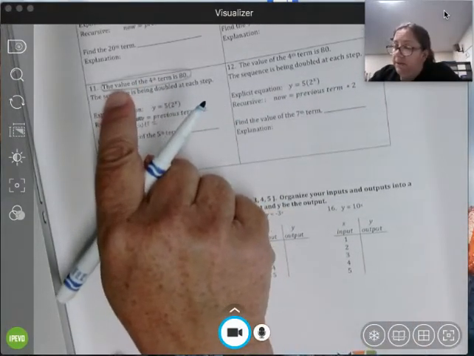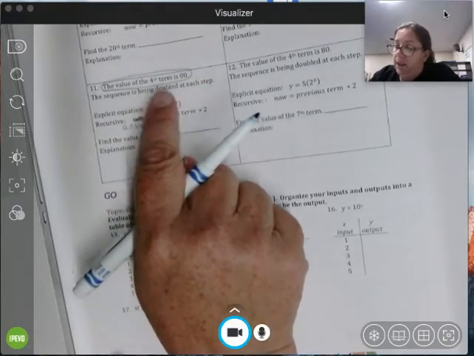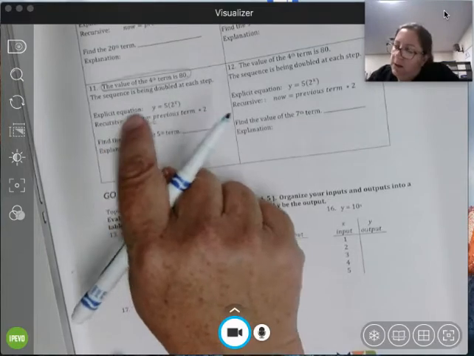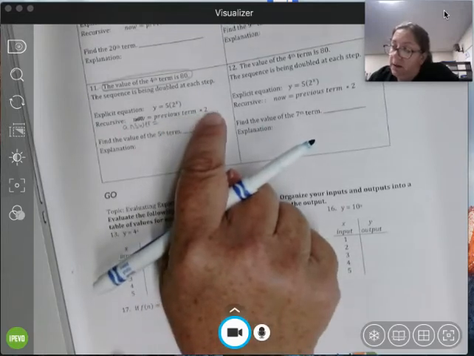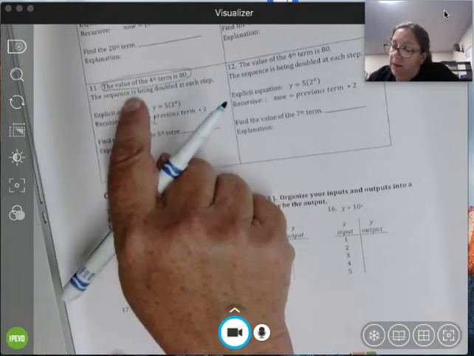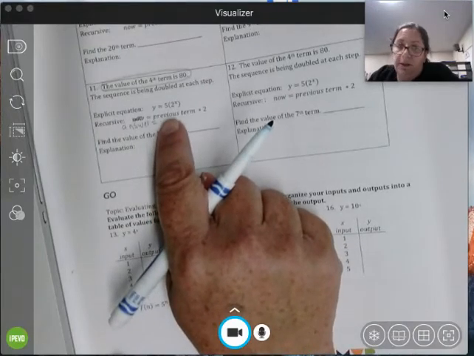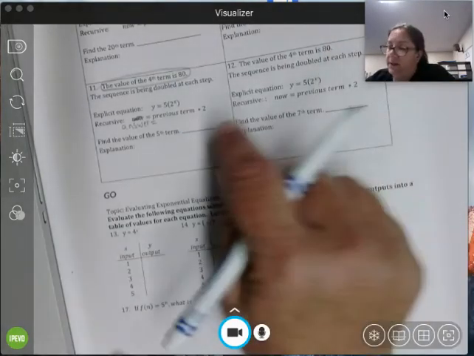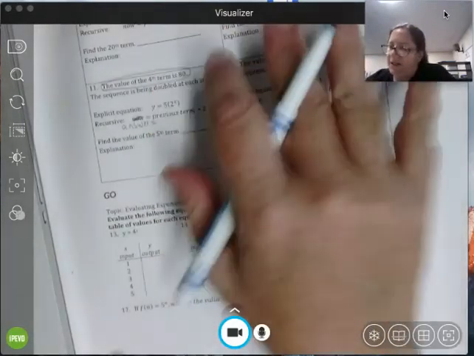So number 11 says, the value of the 4th term is 80. The sequence is being doubled at each step. Doubled means times 2. Here's the explicit equation. And here's the recursive equation. So if we know the 4th term is 80, and we know the sequence gets doubled every time, if we want the 5th term, we can just look at the previous term, the 4th one, multiply it by 2. And you would get 160. Okay? That's about all I showed anybody for these. I want to kind of see how you do on these.